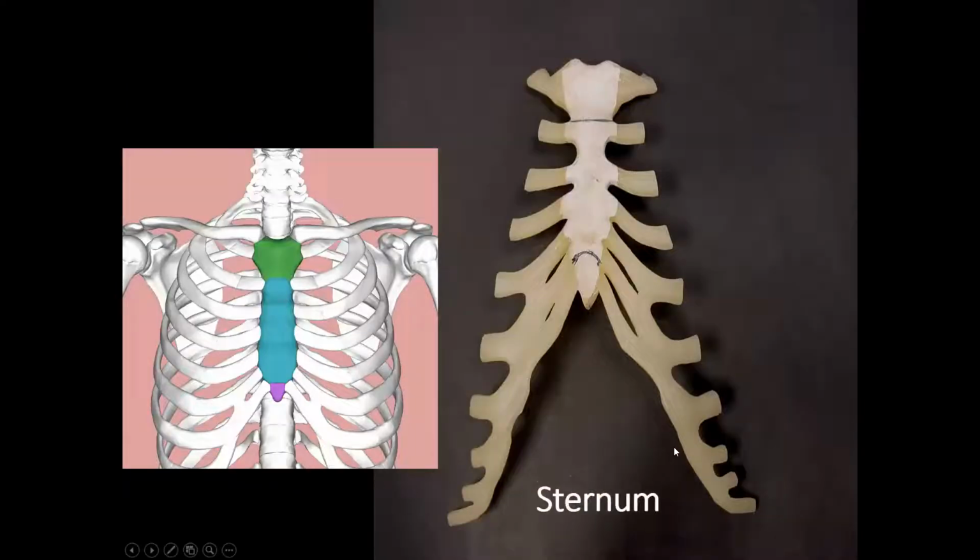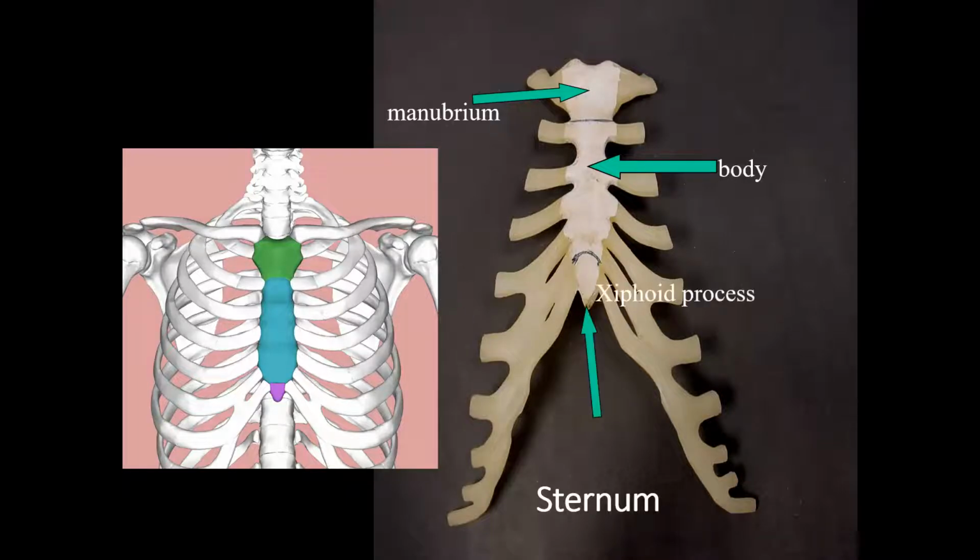Okay, close up on this now. There's our sternum. Our sternum has 3 parts to it. We have the top part, which is known as the manubrium, and the middle portion. It's a very technical term for the middle portion: it's called the body. It's easy to remember. And then my favorite portion is the xiphoid process right there.